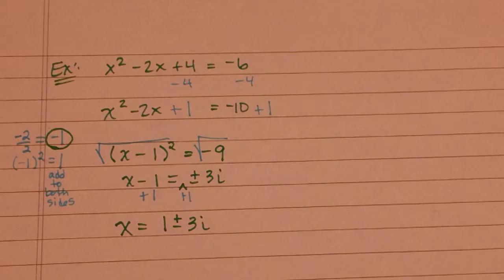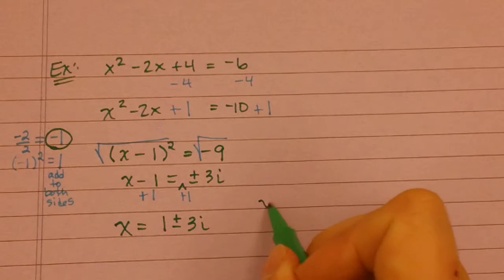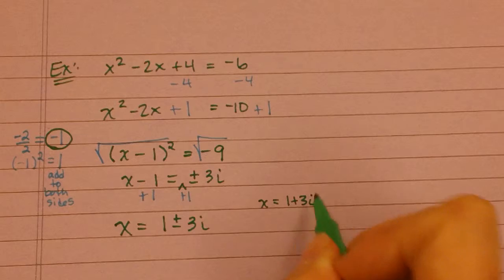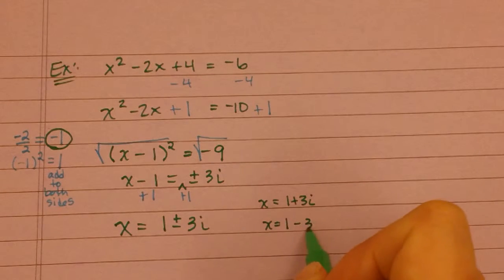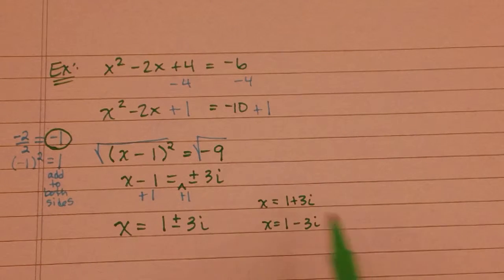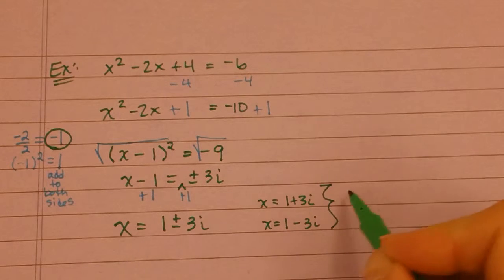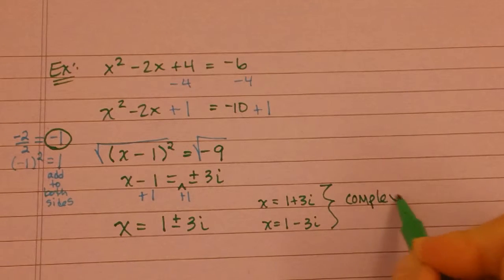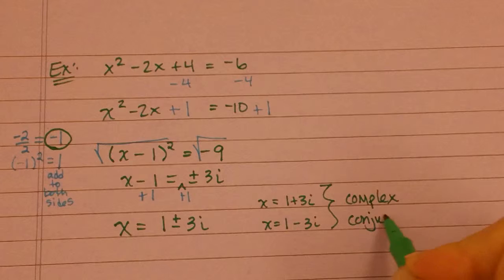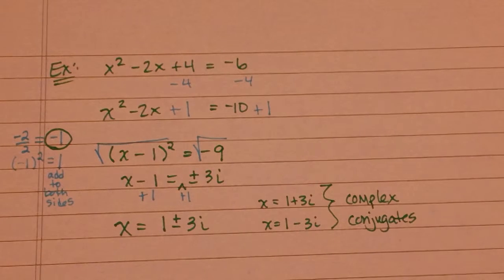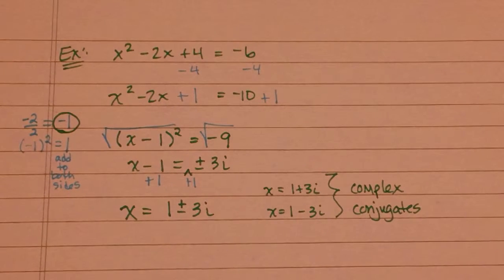Since those are not like terms, I can't combine them, so it doesn't matter if I split it or not. I could split it to x equals 1 plus 3i or x equals 1 minus 3i, but I don't have to. Again, notice that these are complex conjugates of each other, which will always happen when you solve a quadratic equation that has any complex root. It will always have two complex solutions.